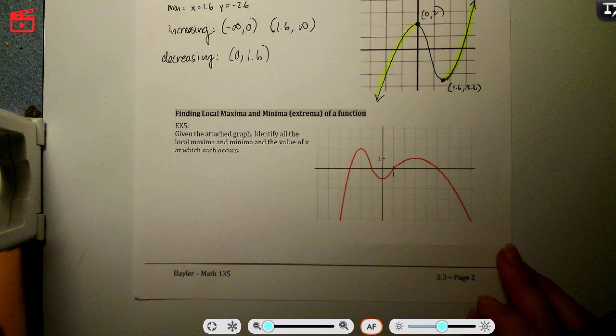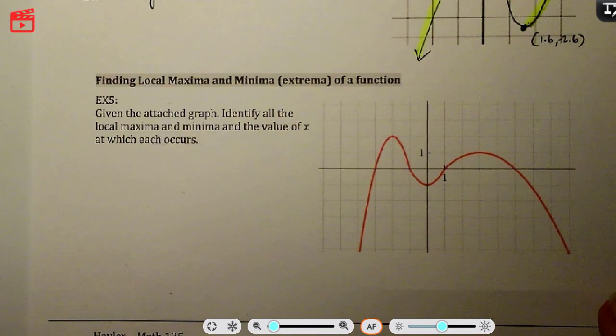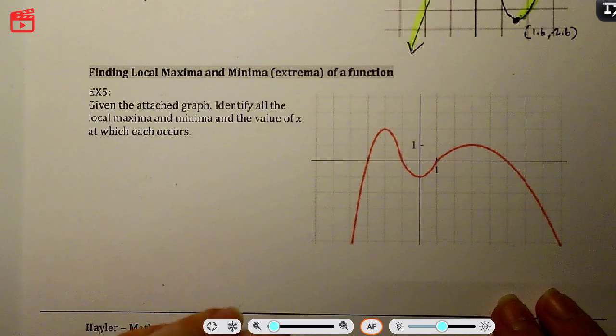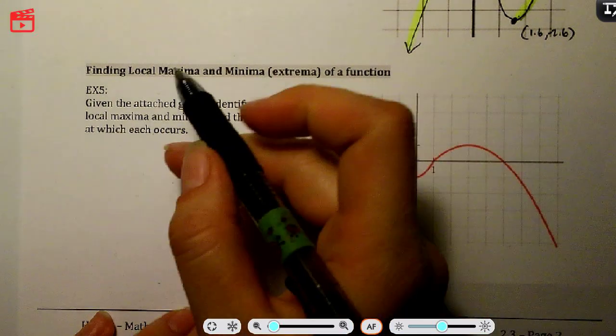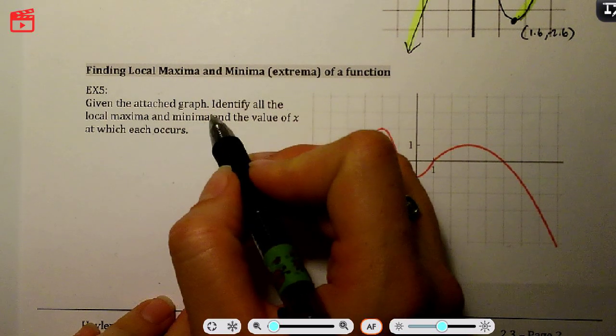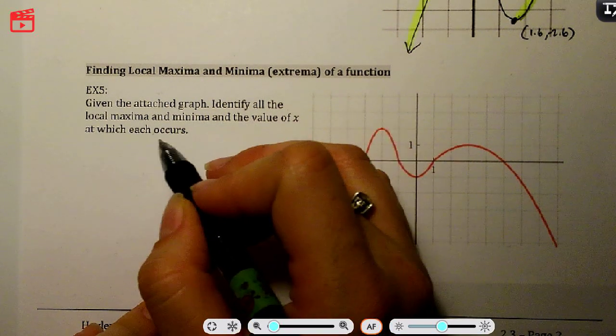Okay, last thing to do. Finding local maximum and minimum. Okay, so we've already kind of introduced this as we've gone along. So we're just going to focus on it a bit more. So we're given the attached graph and we're asked to identify all of the local maximum and minimum and the value of x at which each occurs.